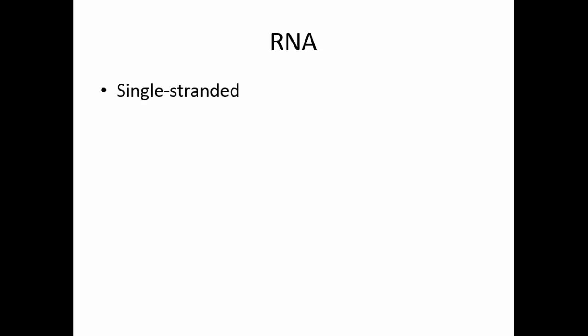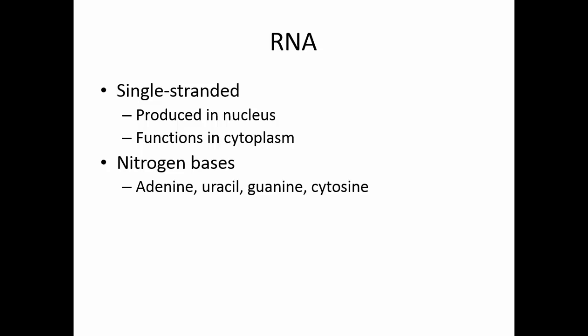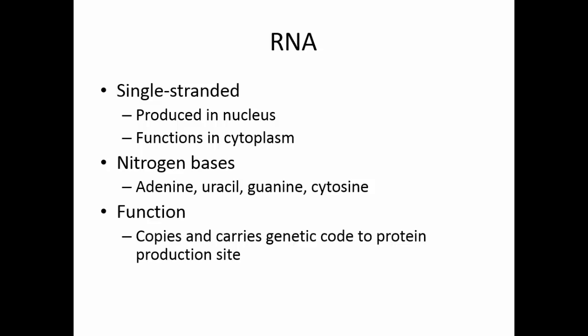RNA is single-stranded. Now it's produced in the nucleus, but it functions in the cytoplasm. The nitrogen bases are a little different. We have adenine, guanine, and cytosine just like we had in DNA, but instead of thymine, we have uracil. The RNA functions to copy the genetic code and carry it to the protein production site, which is the ribosome. There are three types of RNA. We have messenger RNA, transfer RNA, and ribosomal RNA, and they all play a role in the manufacture of proteins.